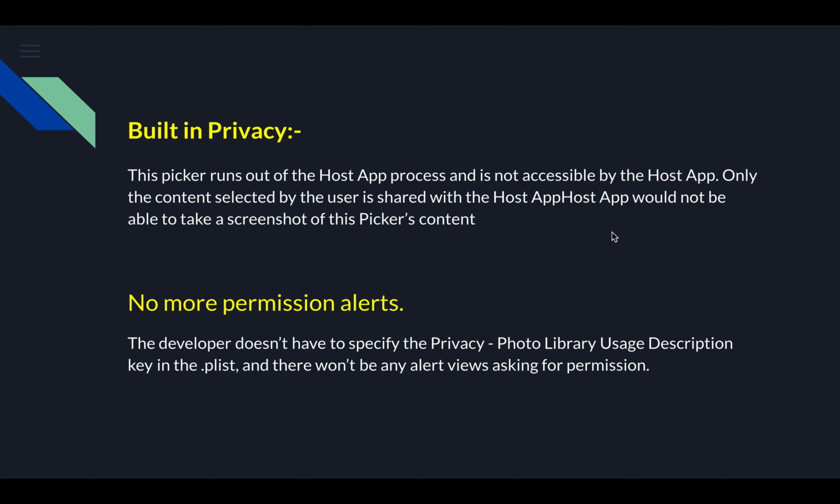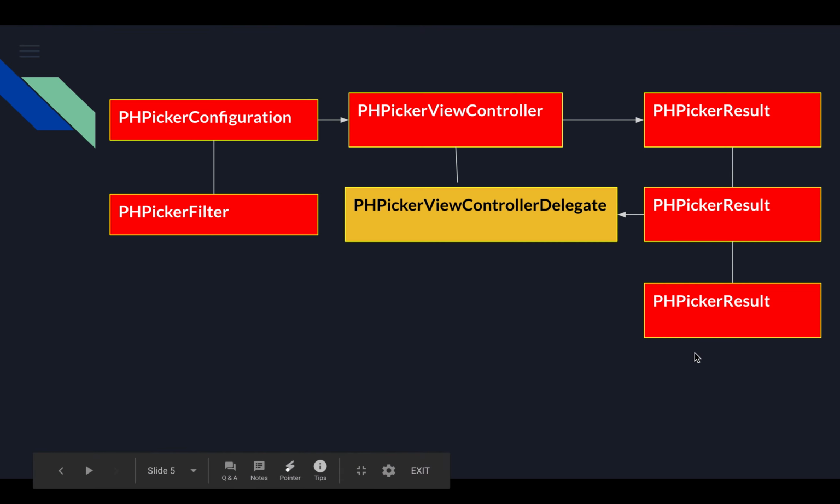Now before moving further, let us discuss the entire flow chart of the PHPickerViewController class. PHPickerViewController class takes a PHPickerConfiguration. So when you initialize the PHPickerViewController class, you need to define the PHPickerConfiguration variable. You will create an object of PHPickerConfiguration, and the PHPickerViewController class will take that object, or it will be initialized with PHPickerConfiguration.